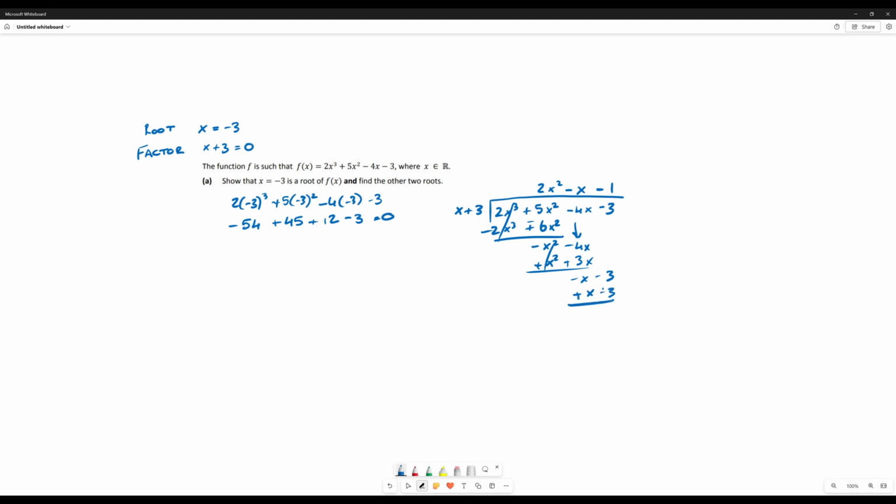Draw a line, change the signs. They cancel. Yay. This is the answer, though. Don't forget, this is the one we're going to look for. So the cubic had 3 factors. It was made up of 3 factors. We knew one of them was x plus 3.